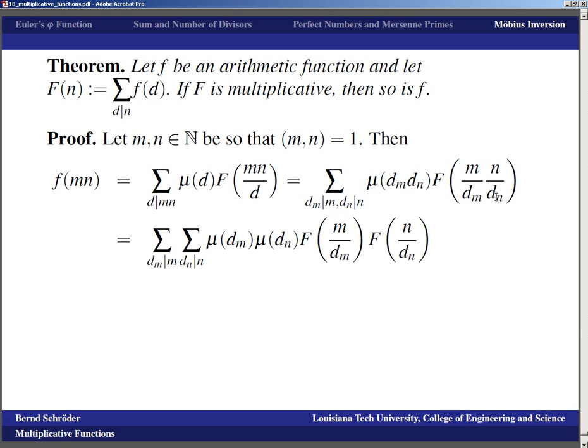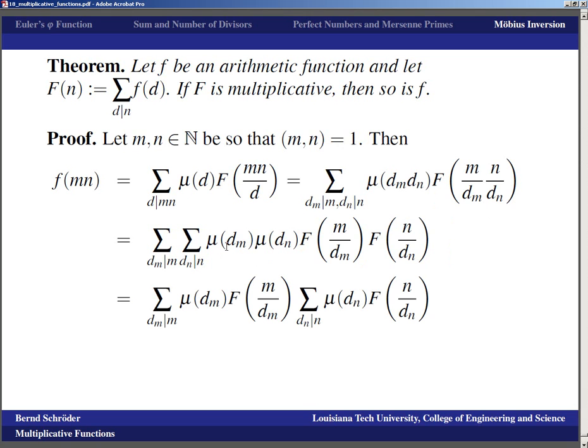And now we use that F as well as mu are multiplicative, so this is still the sum over all the dm's and dn's of mu of dm, mu of dn, F of m over dm, F of n over dn, and we're always using here, of course, that dm and dn as well as these two fractions have greatest common divisor 1. And now we can just factor stuff out. This is the sum over all the dm that divide m of mu of dm, F of m over dm, times the sum over dn that divide n of mu of dn, F of n over dn, and that's f of m times f of n, and that is the end of this proof.